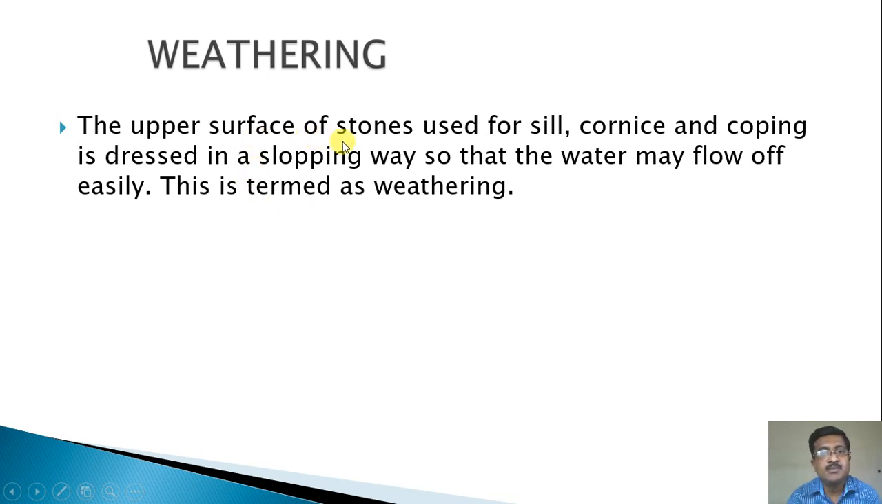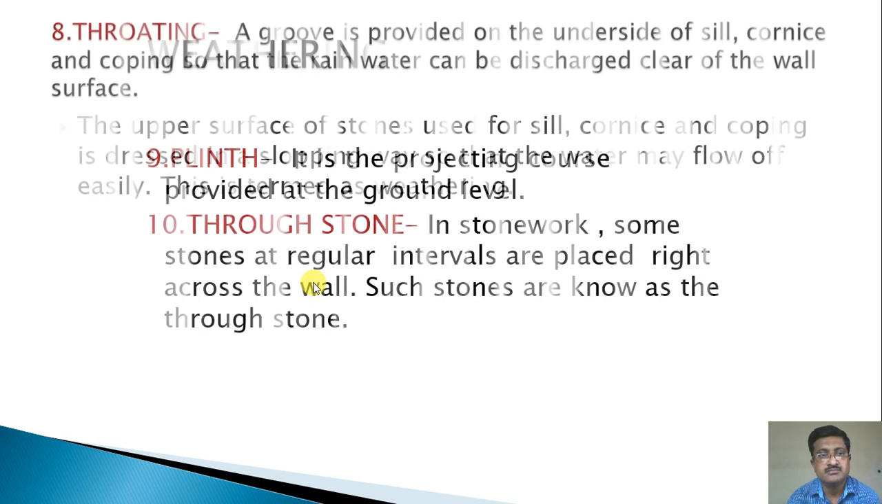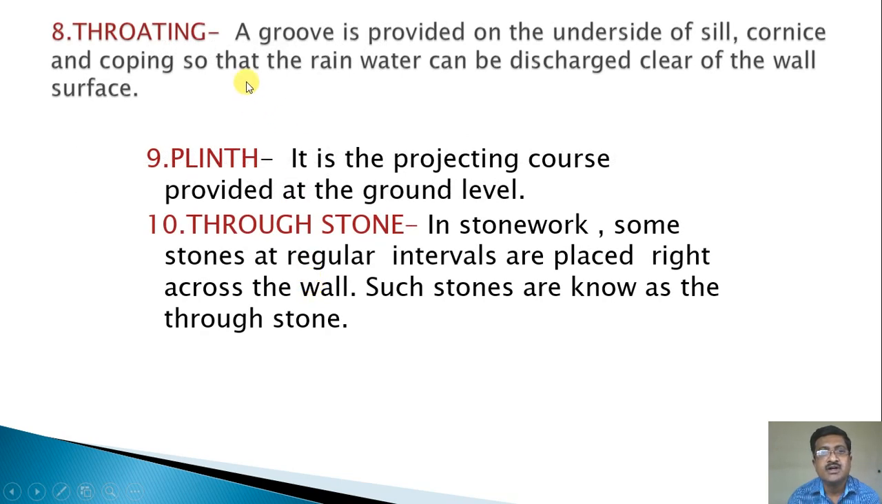Weathering: the upper surface of the stone used for sill, cornice and coping is dressed in a sloping way so that the water may flow off easily. This is called weathering. Throating: a groove is provided on the underside of sill, cornice and coping so that rainwater can be discharged clear of the wall surface.